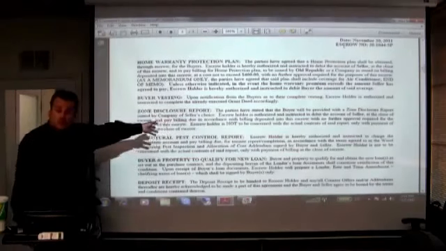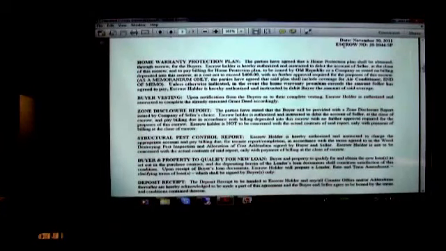They need to know that. Okay? Zone disclosure report. This is the natural hazard zone disclosure, natural hazard report, NHD.